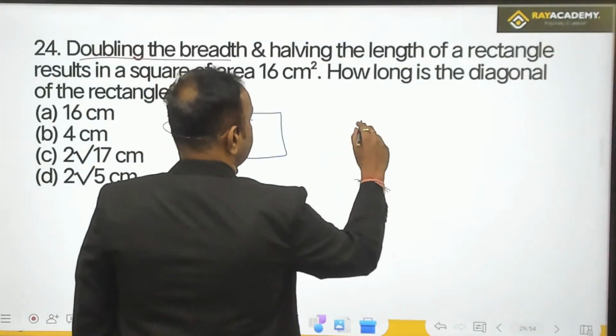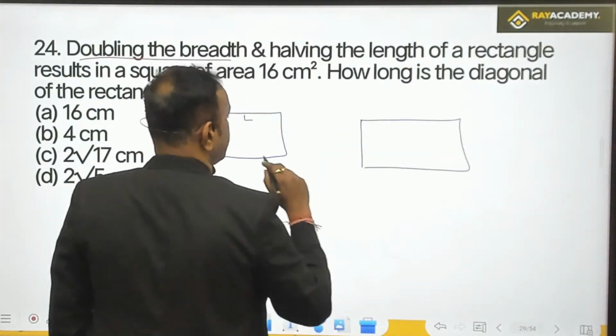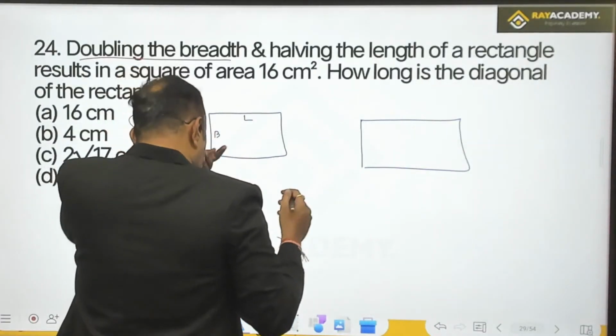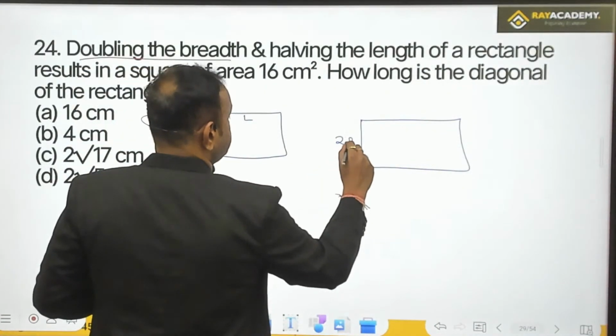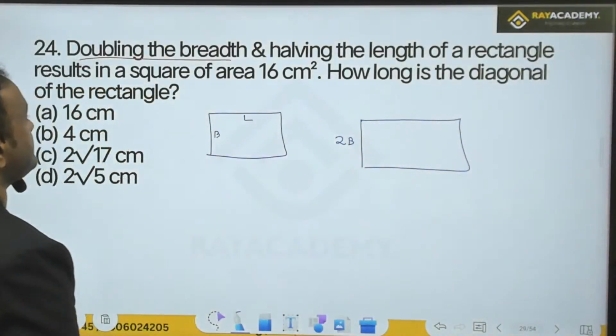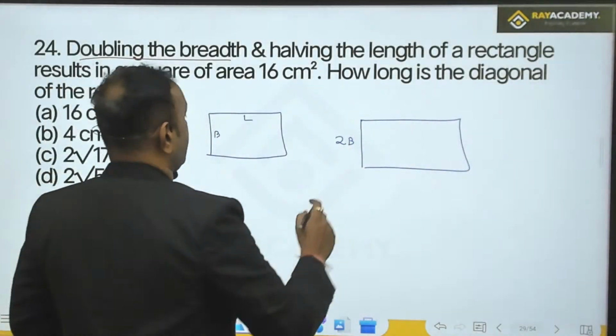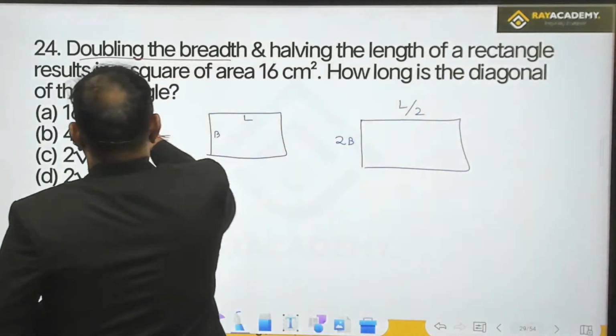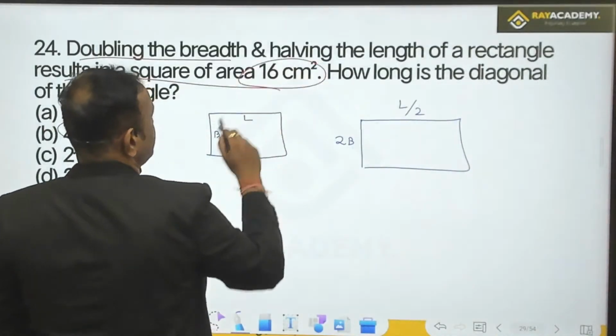So as per the question, this is another figure. Breadth becomes twice, so it becomes 2B. And the length becomes half of the original rectangle, so it becomes L by 2. The result is a square of area 16 cm squared.